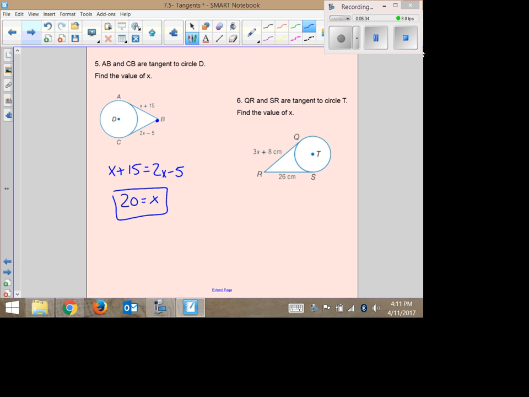Over here, they both go to point R, so we want to find the value of x again. So 3x plus 8 equals 26. So we get 3x will equal 18. So we get x to be 6 centimeters.